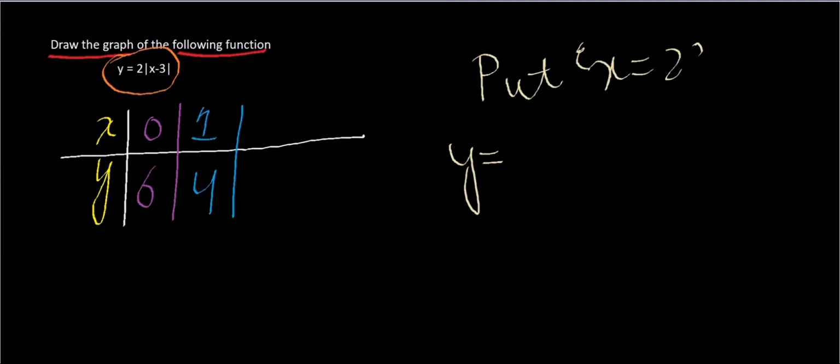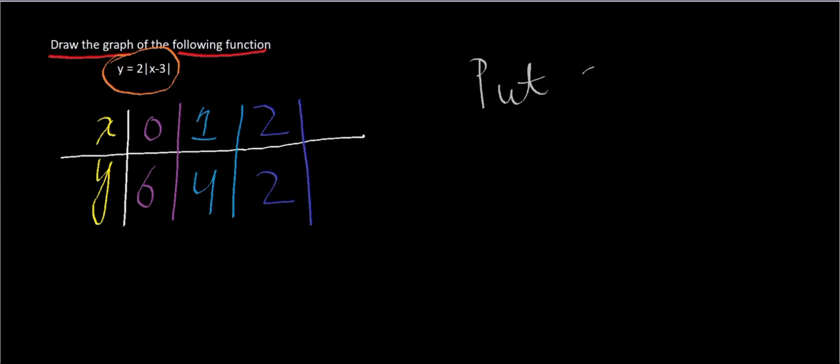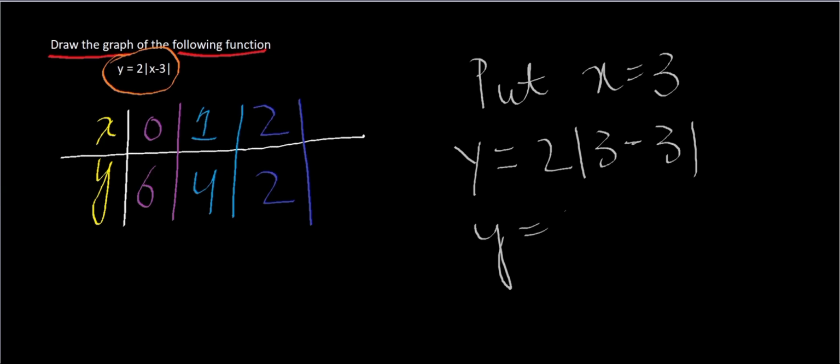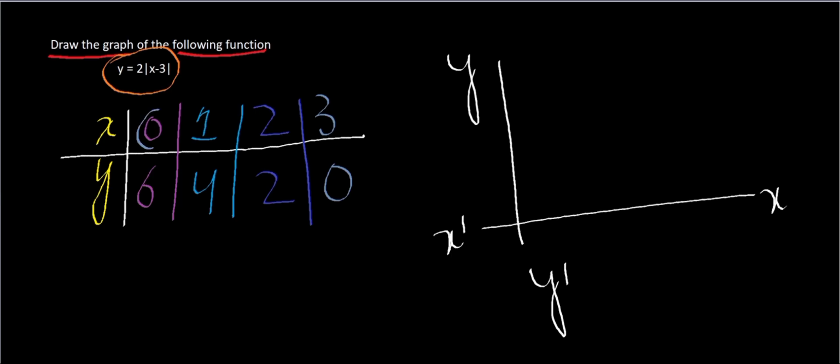Now put x equals 2. So for x equals 2, y becomes 2. And now put x equals 3. When I put x equals 3 in the given function, then y equals 0. So now I'm going to draw the graph of the given function as requested.